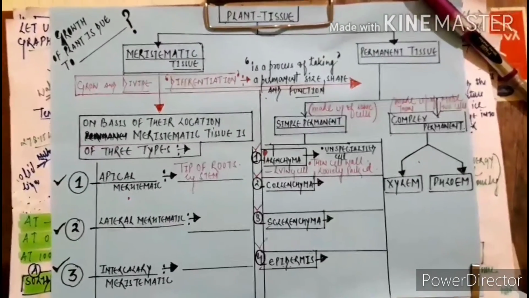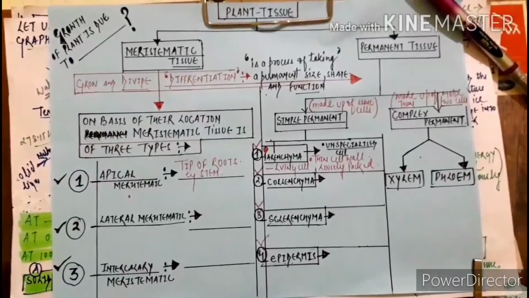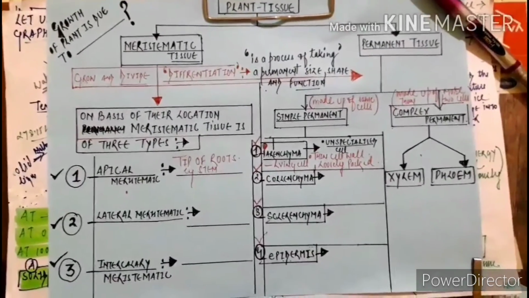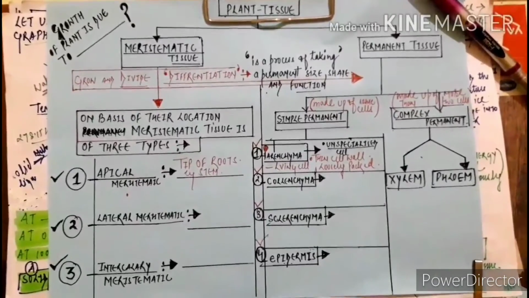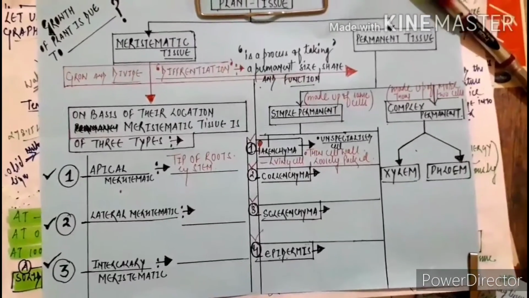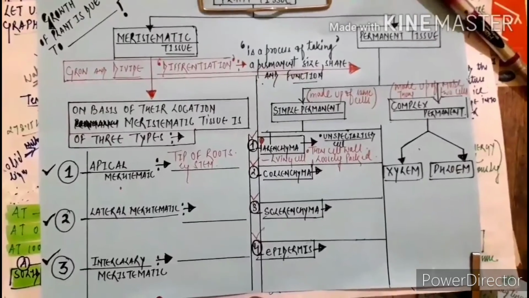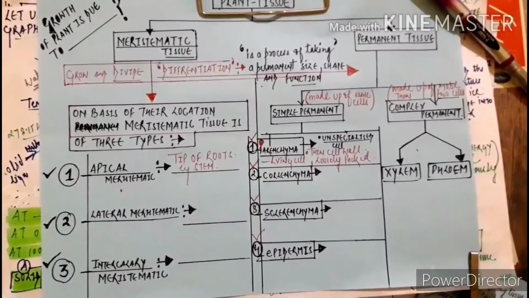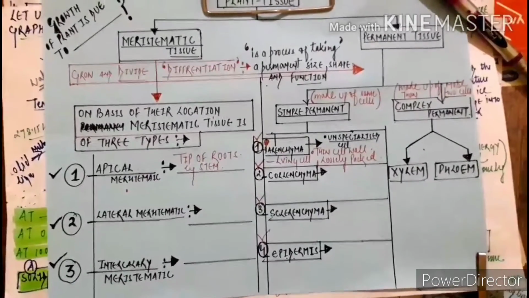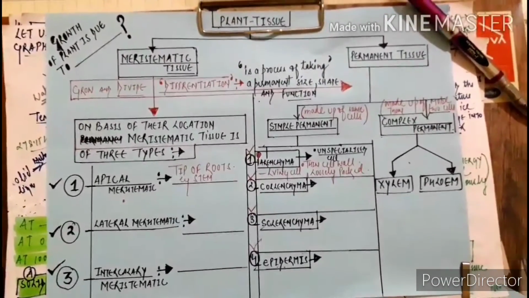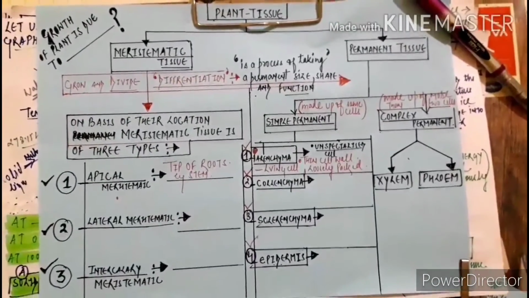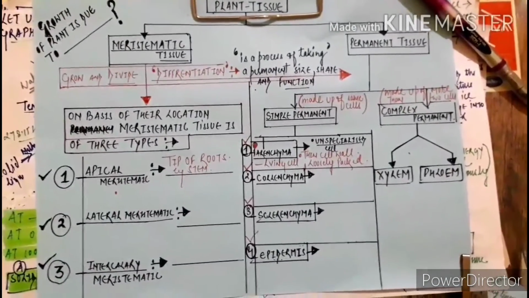I know you are very well aware of the term cell. What is a cell? A cell is the basic structural and functional unit of life. And why do we call it the basic structural and functional unit of life? Because a cell in any organism is the smallest unit. It is the smallest unit of any living organism, and it is capable of performing all the functions.